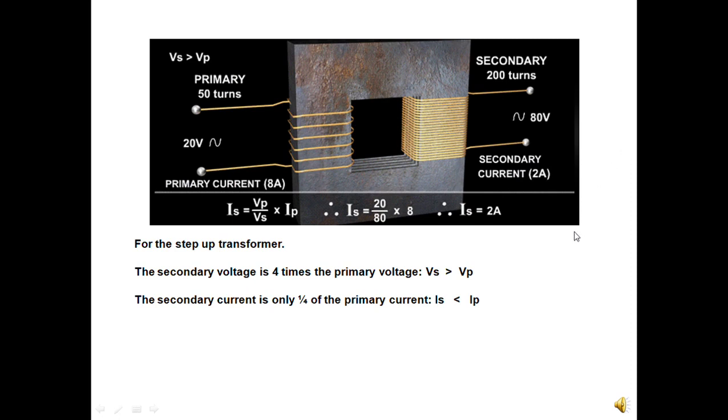Here's an example calculation. You have 50 turns in the primary, 20 volts AC. And in the secondary, we've got 200 turns and 80 volts. And so we can calculate the current in the secondary. And you can see we've gone from 20 volts to 80 volts. And so we would expect the current to be a quarter of the primary current, which it is, because that is 4 times that, and that is 4 times that. So therefore, that must be 4 times that.